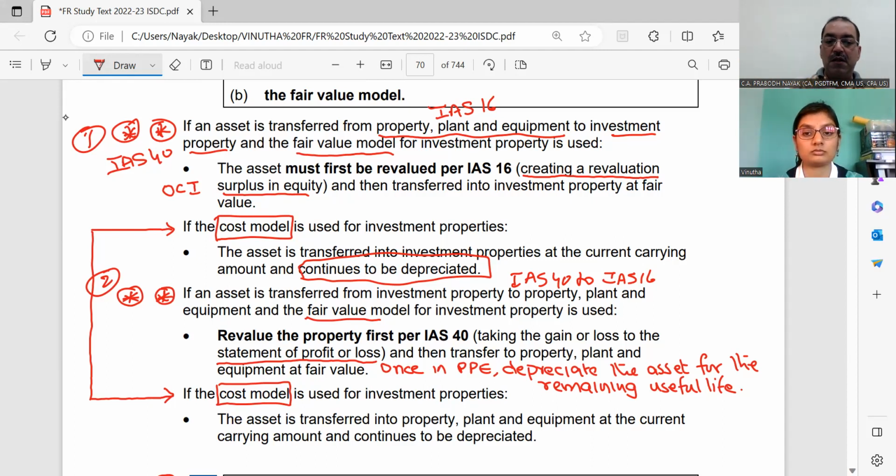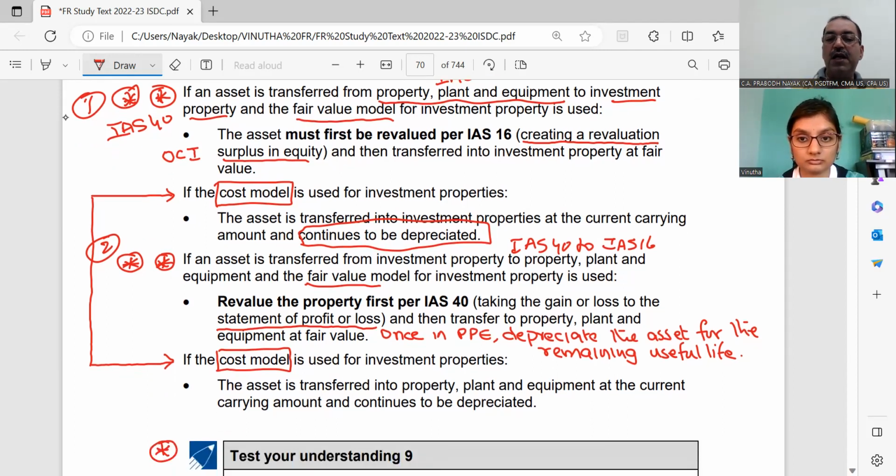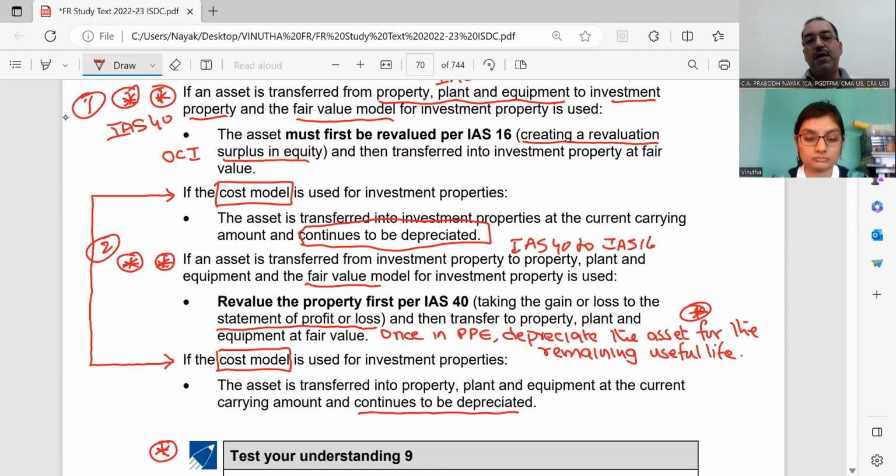Okay. Second part, if the cost model is used, then the asset is transferred into property, plant and equipment at carrying amount and continues to be depreciated. So it is the same thing, but only this point you have to keep in mind. So there are so many things coming in now, as I told you: conversion, then cost model or revaluation model, which method it is first and which method it is going to be transferred to. All these things you have to be careful about.